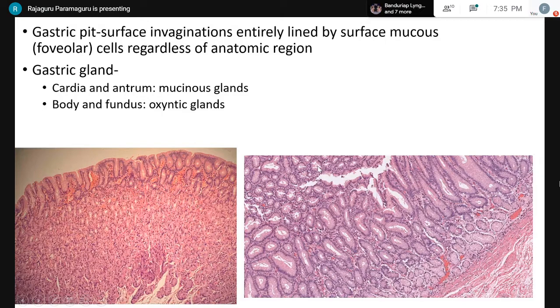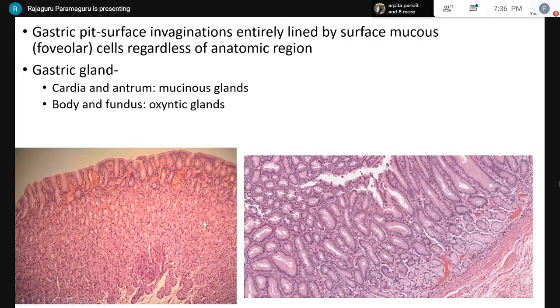But the surface epithelium is over here, and the foveolar epithelium is dipping down, occupying almost 50%, and the rest 50% is formed by these mucinous glands. And these mucinous glands are different. They are plainly stained with eosin compared to the foveolar epithelium, and completely different from the oxyntic glands, which are lined by the parietal cells and the chief cells.